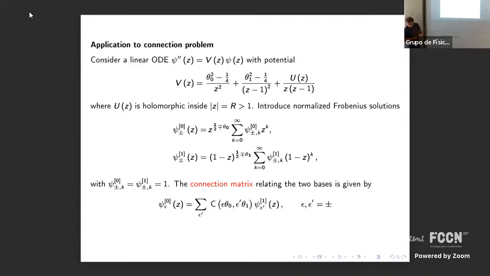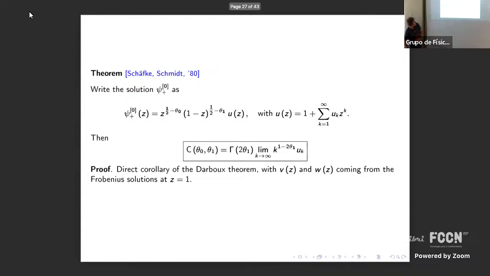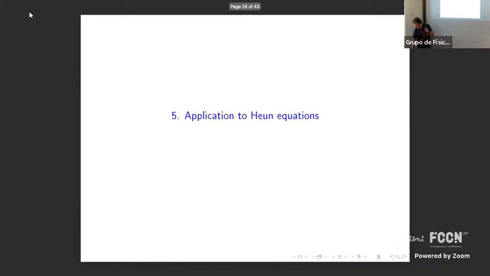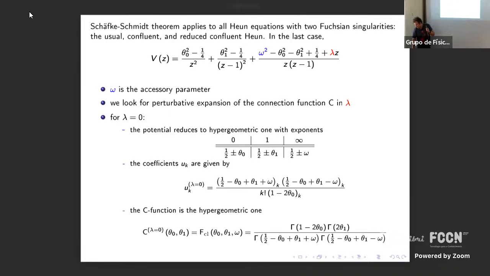You introduce the connection matrix. And the Darboux theorem in this case is basically the statement here. So it's a more precise form of what I have just said: the connection in terms of large order coefficients. And now in the context of Heun, how does it work?